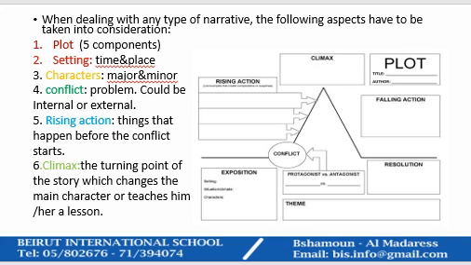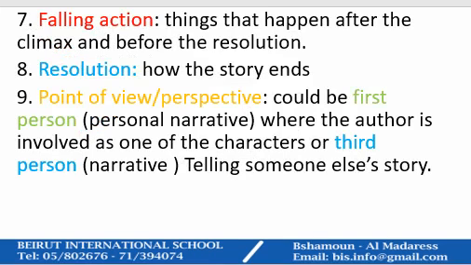Now, fifth, we have the rising action. Things that happen before the conflict starts. Of course, we have a series of incidents that will happen and they will lead to the conflict or the climax, which is number 6. Climax, the turning point of the story, which changes the main character or teaches him or her a lesson. 7, it's the falling action. Falling action, things that happen after the climax and before the resolution. 8, resolution, how the story ends or the solution.